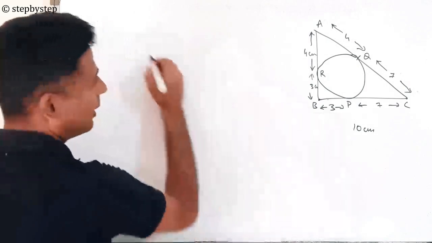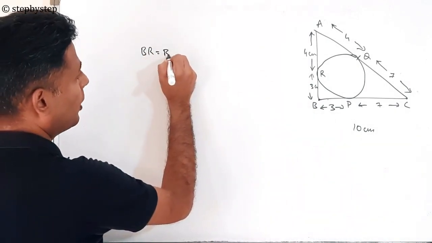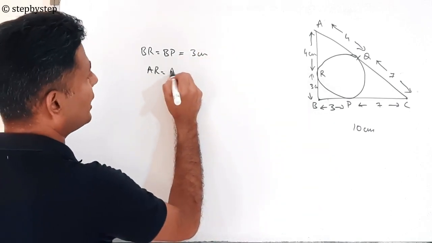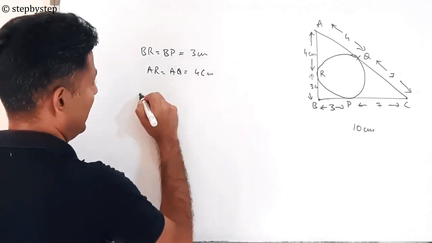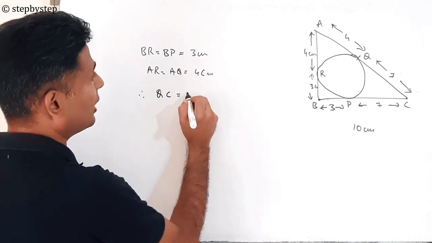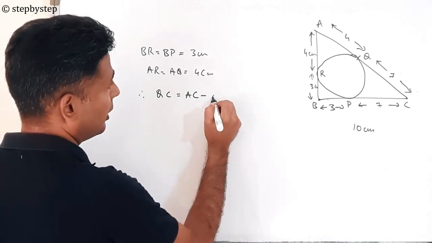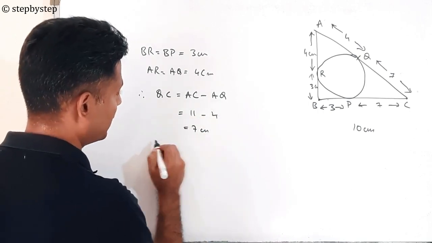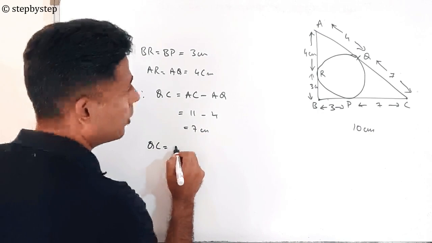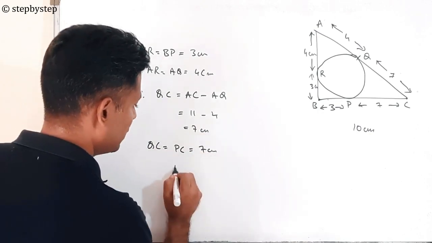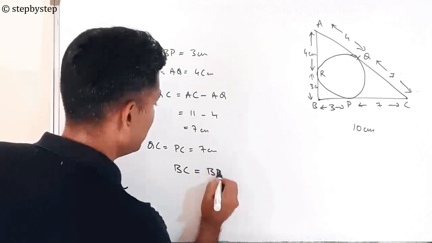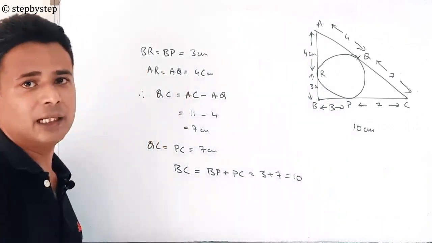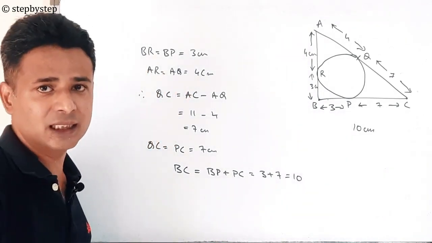How to write it? You can just write it like this: BR equal to BP, so equal to 3 centimeters. Similarly, AR equal to AQ equal to 4 centimeters. Therefore, what do we have? QC equal to AC minus AQ, which is 11 minus 4 equal to 7 centimeters, and QC equal to PC equal to 7 centimeters, and BC equal to BP plus PC equal to 3 plus 7 equal to 10 centimeters. I hope you guys have understood. Very easy problem.